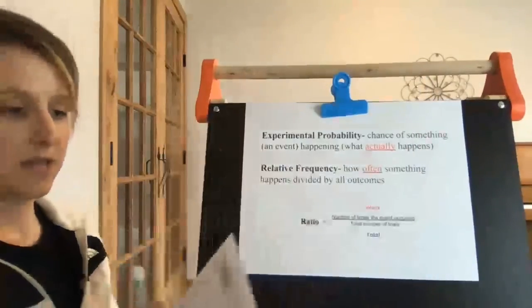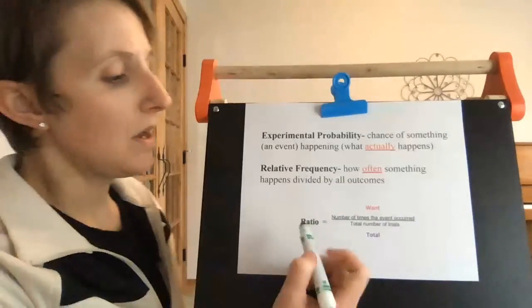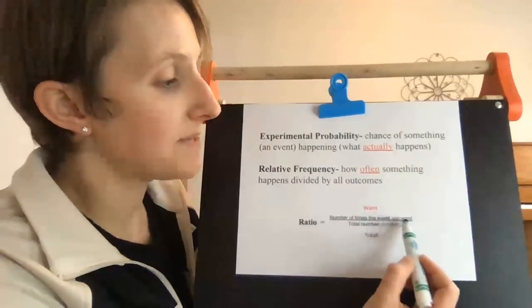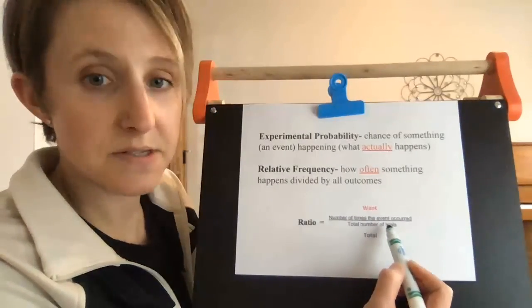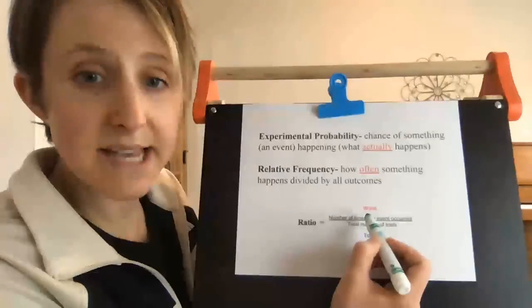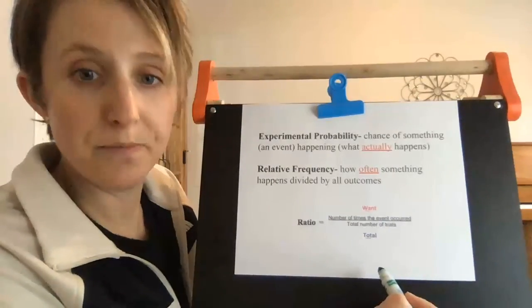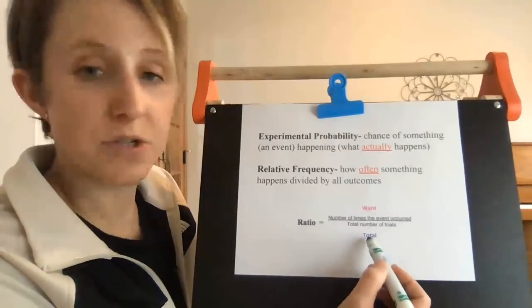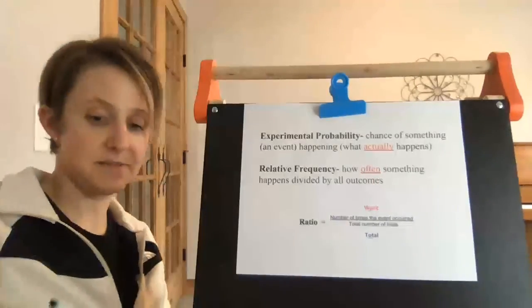Flip to the back of your notes and find this ratio in the chunk for experimental and relative frequency. For experimental and relative frequency, we're looking at the number of times an event occurs divided by the total number of trials. Again, we can write this in, we can say it's what we want over the total. It's still what we're focused on over the total number of outcomes. Now let's go back to our games of chance.